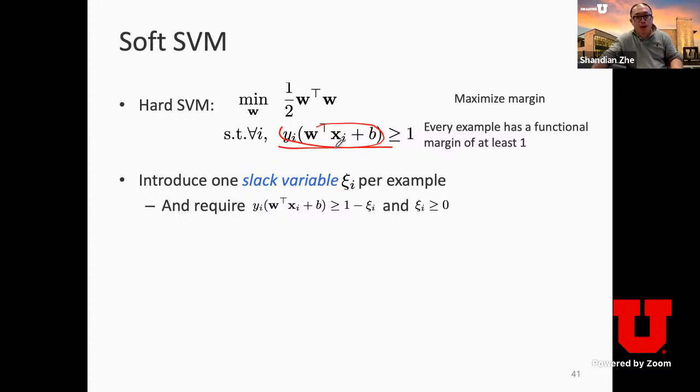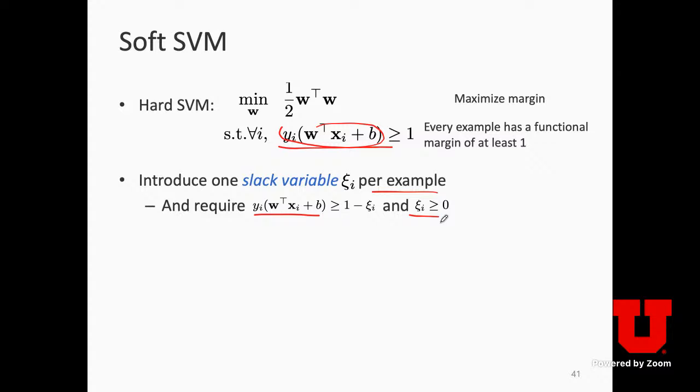So how can we relax this constraint? Or in other words, how can we allow some examples to break into the margin? We introduce a slack variable ξi for every training example. We require that ξi is no less than 0, and then we modify our constraint to be this product is no less than 1 minus ξi. Now I want to ask why ξi must be non-negative. Any thoughts? Otherwise, the margin will be higher.